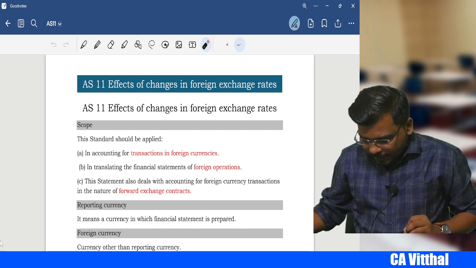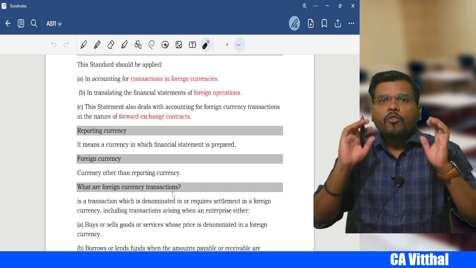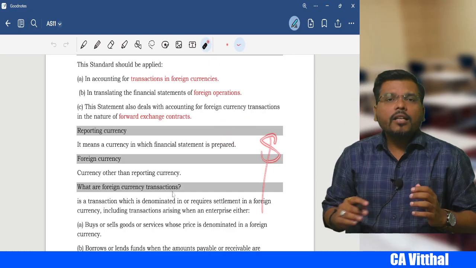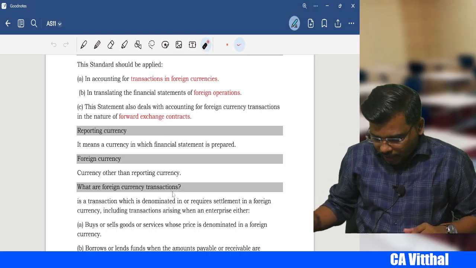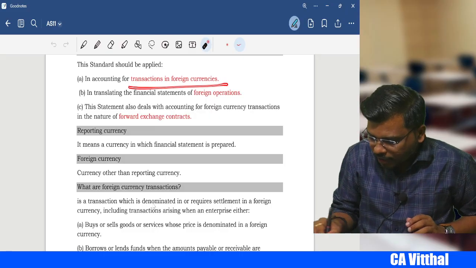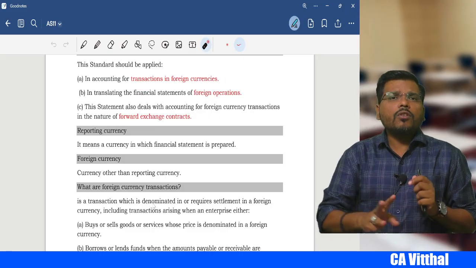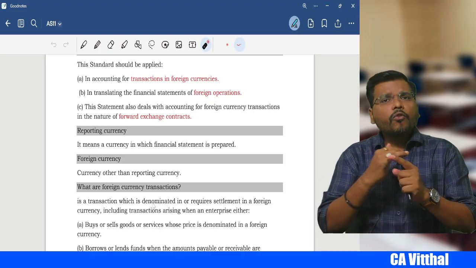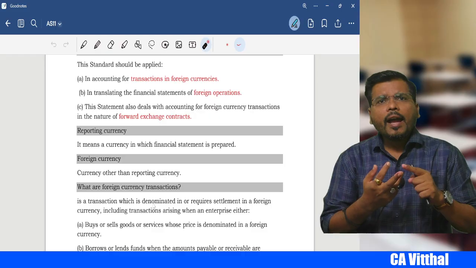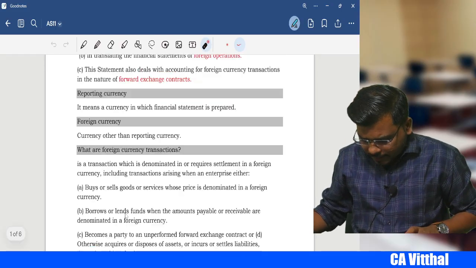Then what is foreign currency, sir? Currency other than reporting currency we call as a foreign currency. Like for us, rupees is a reporting currency, so dollar will become foreign currency for us. Then first we have to discuss what is foreign currency transaction, because I told you this AS11 we have to divide into three parts. Number one, foreign currency transaction, then forward contract and foreign operations. So first we'll discuss what do you mean by foreign currency transaction.